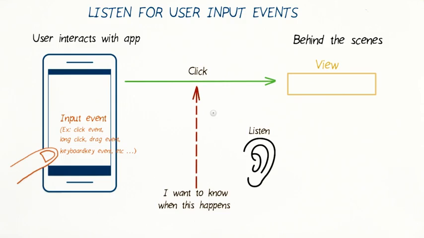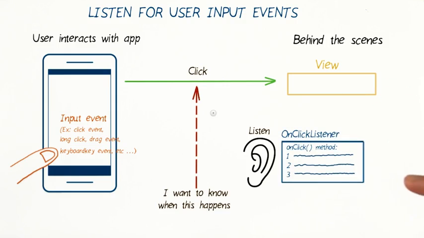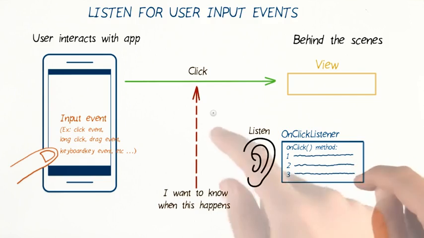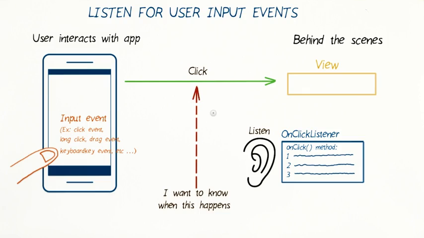Well, you can create an event listener object for this view, and you specify what should happen when the event occurs. So in this diagram, we're interested in click events. So we create an onClick listener and fill out instructions that should happen when the onClick method is called. These instructions can be anything you want. You can open a new screen when the user clicks on this view, change the appearance of this view, change the background color of the whole screen, or anything else.